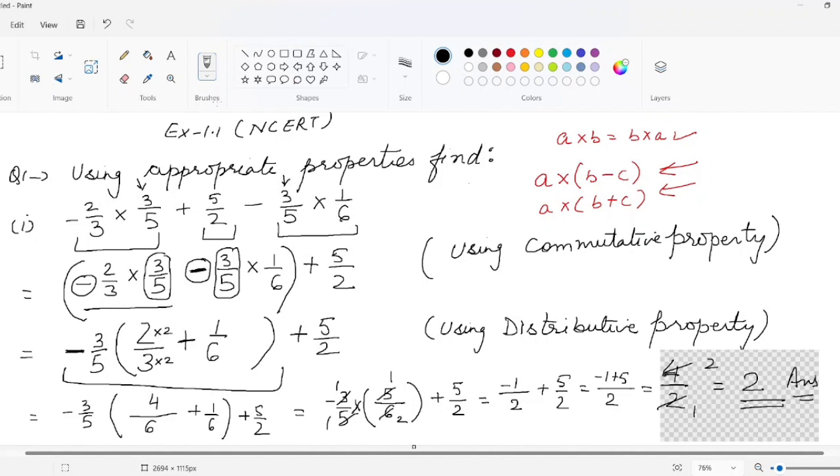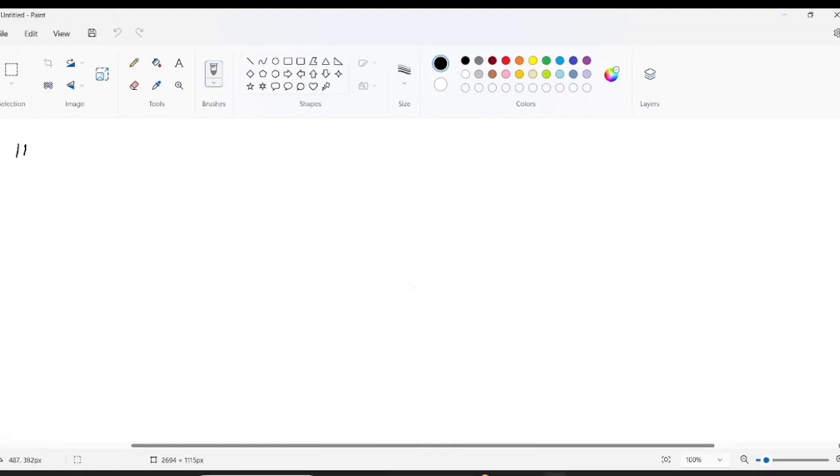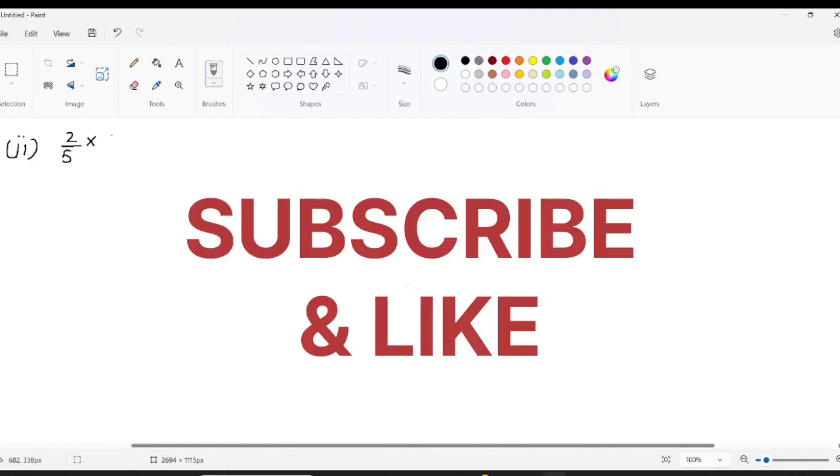So now we are doing the second part. In the second part, the question is 2 by 5 multiply by, within the bracket it is 3 by 7 minus 1 by 6 multiply by 3 by 2 plus 1 by 14 multiply by 2 by 5.